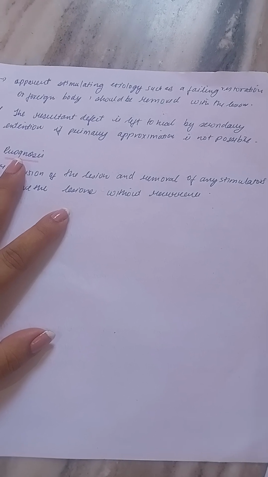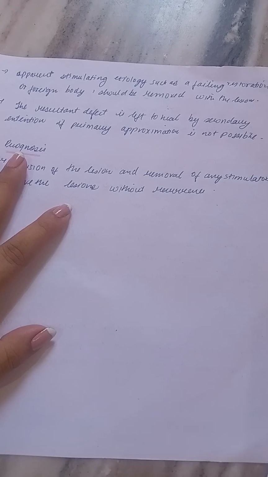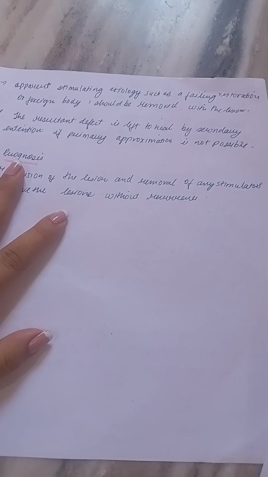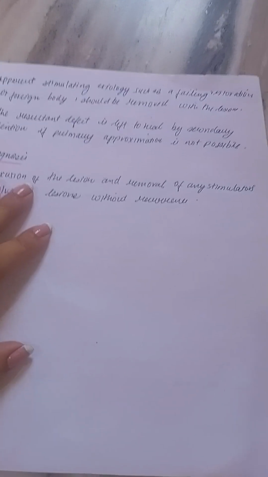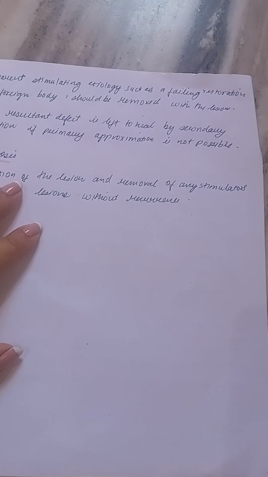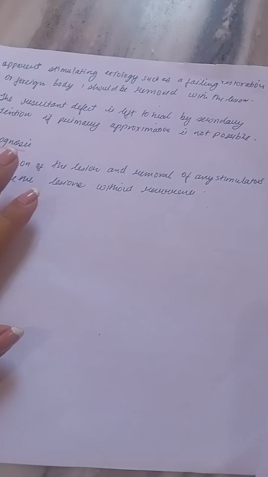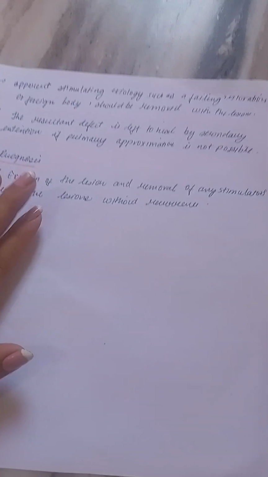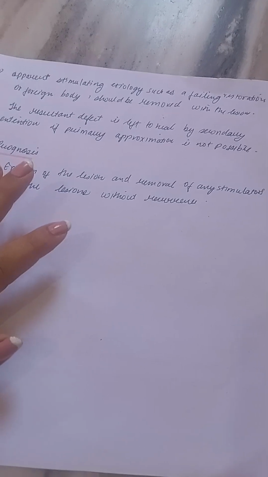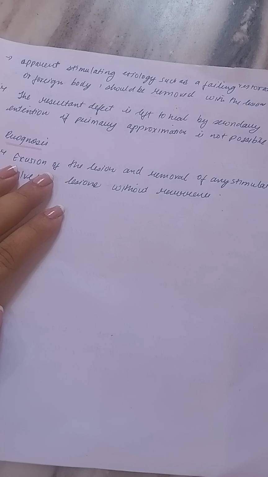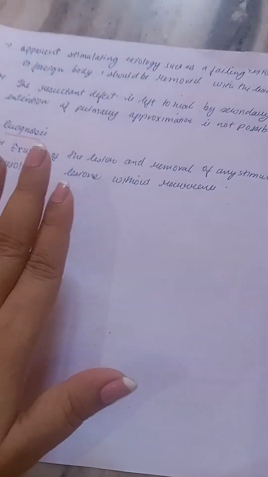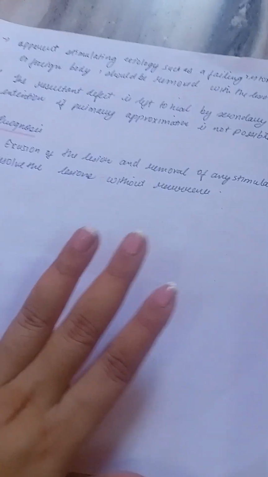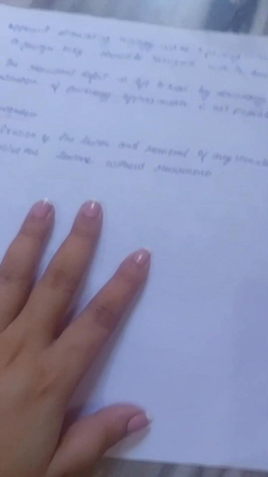The resultant defect is left to heal by secondary intention if primary approximation of tissue is not possible. If we remove such a lesion and a defect forms where primary approximation is not possible, then it should be left to heal with secondary intention. If primary approximation is happening, then no problem, but if the defect is such that primary approximation is not possible, then it will heal by secondary intention.